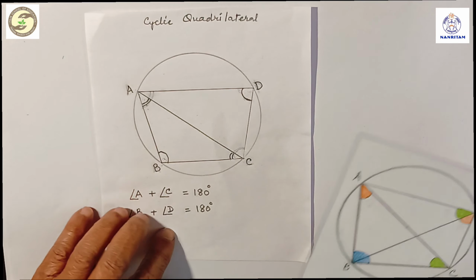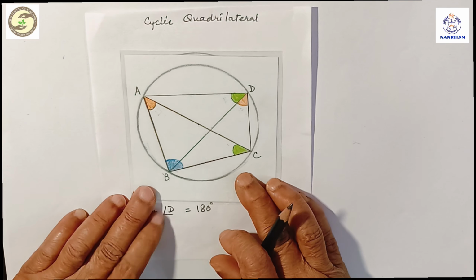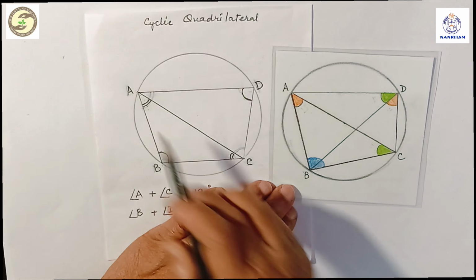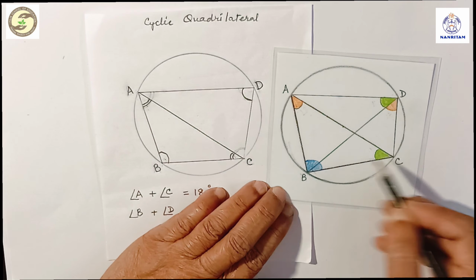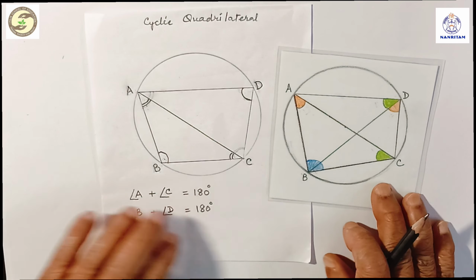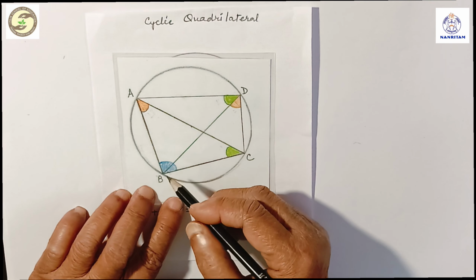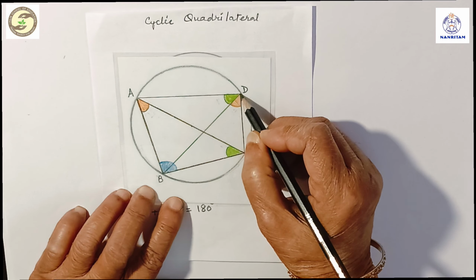Now let us show this image. What have we done? The same way, we have joined vertex A with vertex C, and this is the triangle we have got, ABC. Now to prove what we wanted to prove, we have to join vertex B with vertex D also.